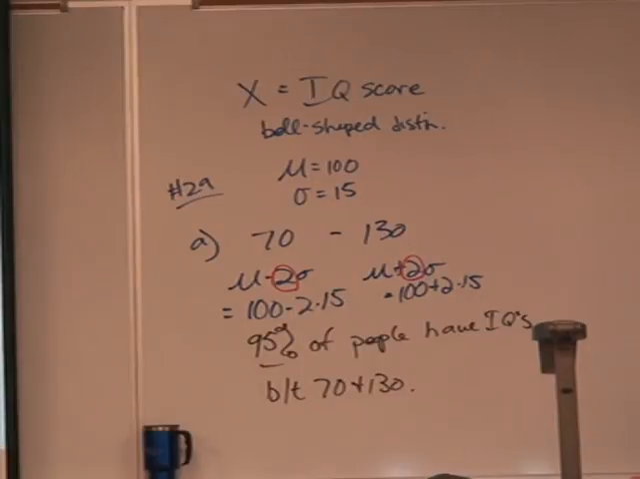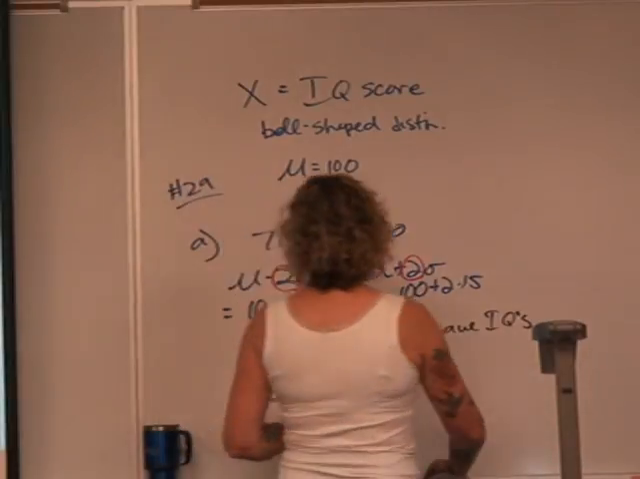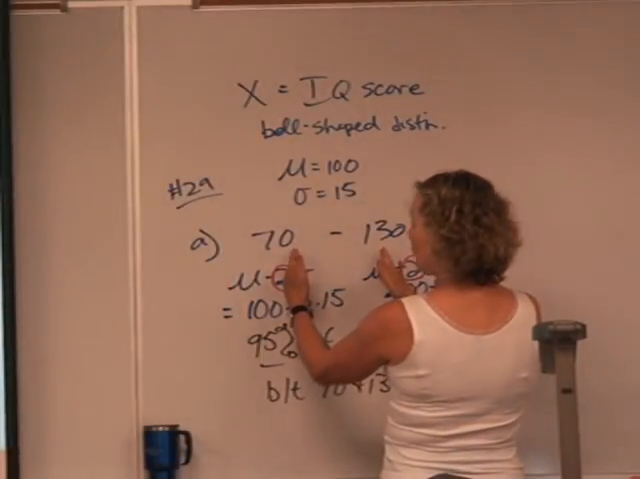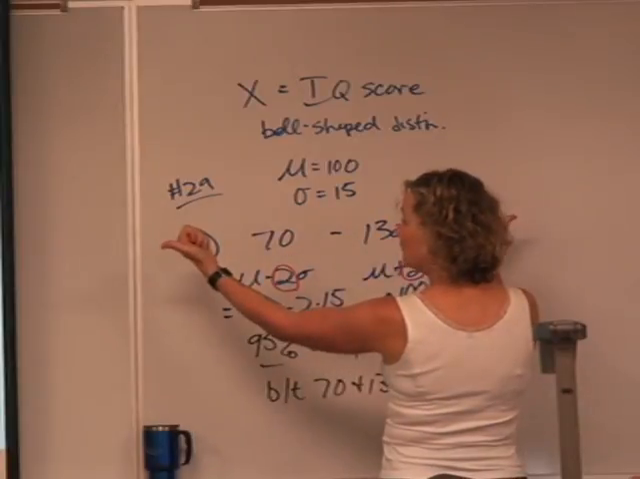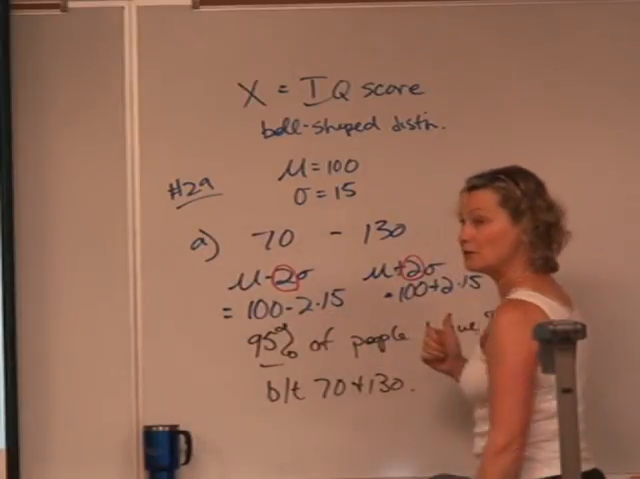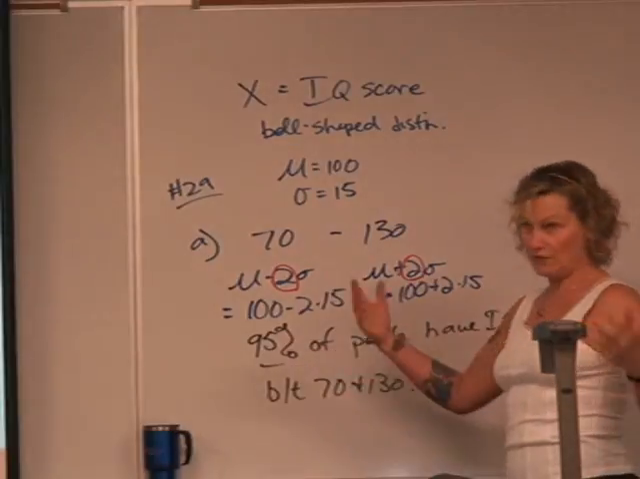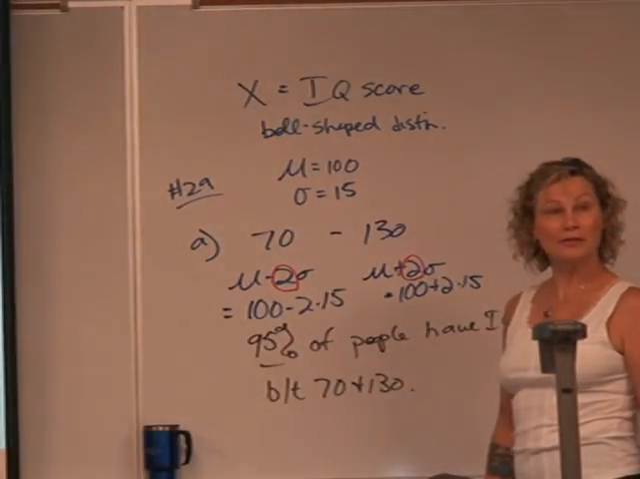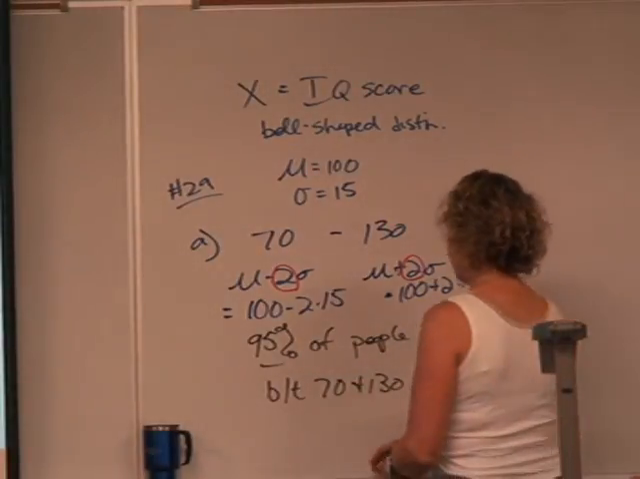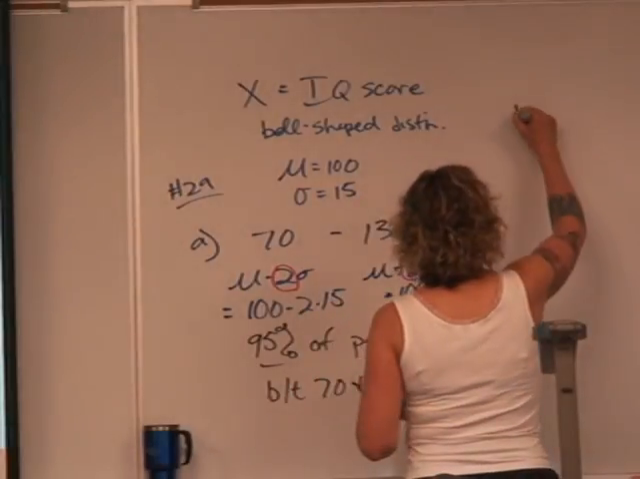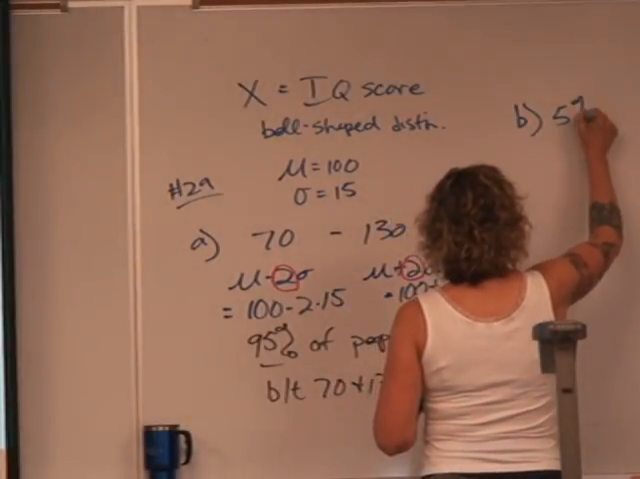Okay, you guys with me? So far so good? Okay, so now what percentage of people have IQs less than 70 or greater than 130? So 95% of people are between these two. How many are less than 70 or greater than 130? The other 5%. You with? Yeah? Okay, cool. So part B would be 5%.